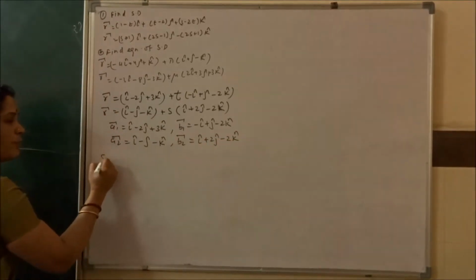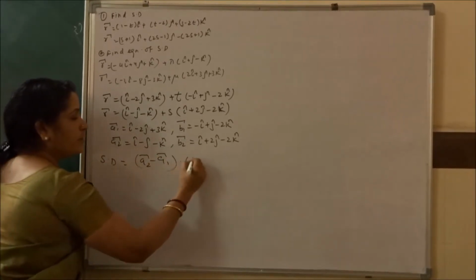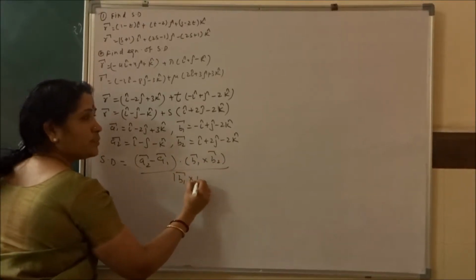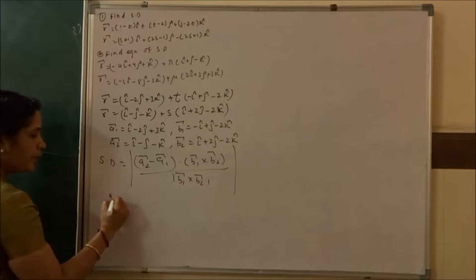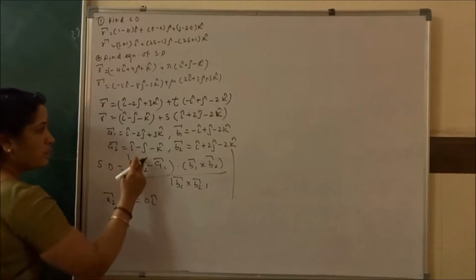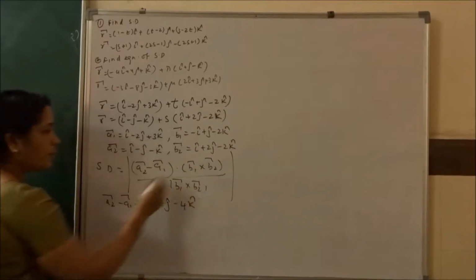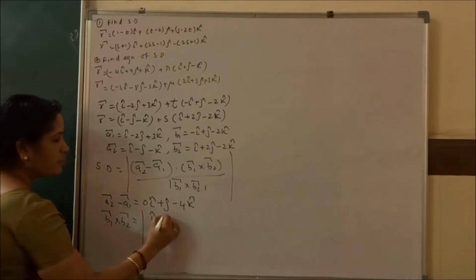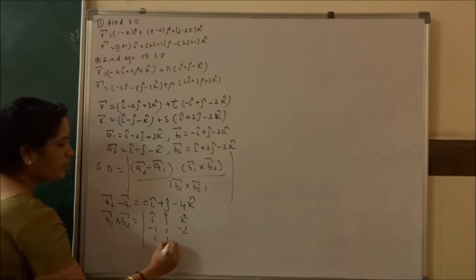Clear? What is the formula for SD? That is equal to (a2 vector minus a1 vector) dot (b1 vector cross b2 vector), the whole upon the magnitude of b1 cross b2, the whole modulus. Okay, fine. Now I am finding a2 vector minus a1 vector. Very carefully, this minus this is 0i, this minus this is plus j, and this minus this is minus 4k. Now I am taking b1 cross b2, that is i, j, k; b1 is minus 1, 1, minus 2 and b2 is 1, 2, minus 2.